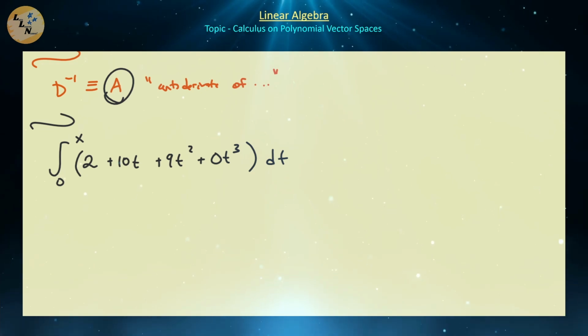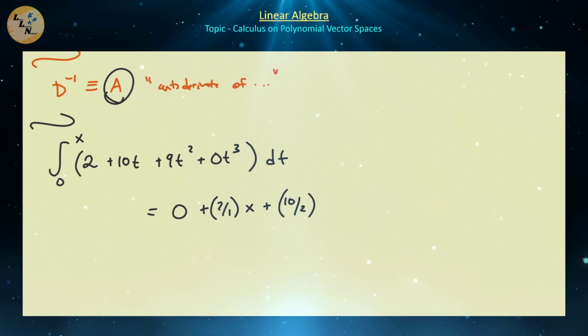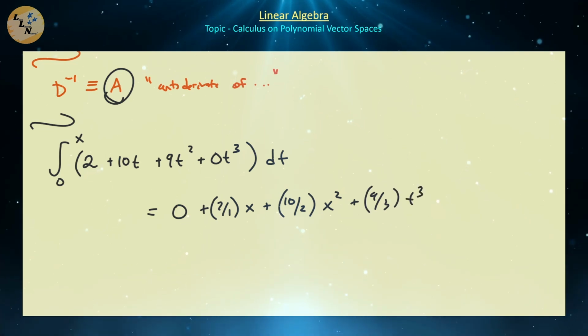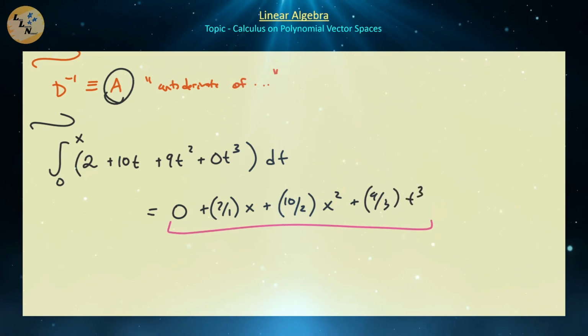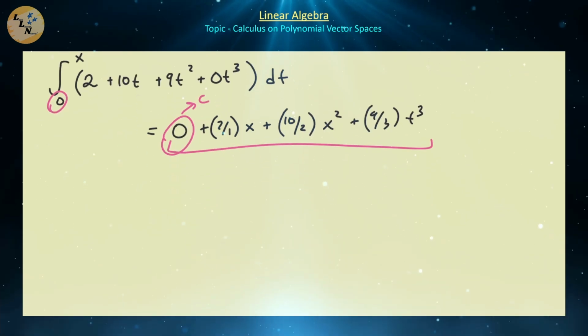Right? So that's going to be equal to what? So we're of course going to get 0 in the constant position, and then we're going to have 2 divided by 1 times x, and then plus 10 divided by 2x squared, and then plus 9 divided by 3x cubed, right? And that fills our P3 vector. Notice that if we don't choose a lower bound of 0, it would typically be sent to the variable c. Right? And of course, what is going on here?